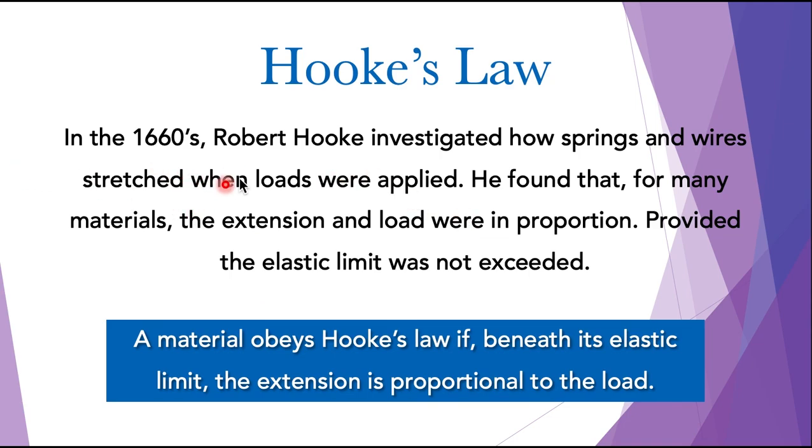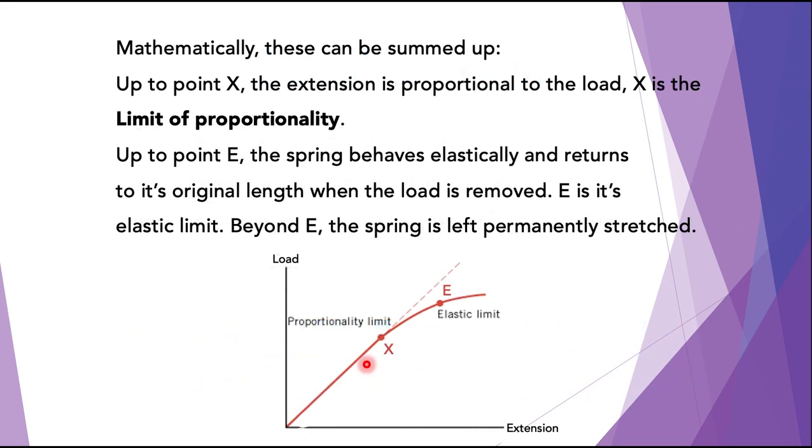So in the 1660s, Robert Hooke investigated how springs and wires stretched when loads were applied. So he found that for many materials, the extension and load were in proportion, provided the elastic limit was not exceeded. So a material obeys Hooke's law if beneath its elastic limit, the extension is proportional to the load. So in this graph, as you can see, the spring obeyed Hooke's law till this point X. This was the proportionality limit. After this, the spring lost its proportionality and it was now deformed. But before this point, it was completely straight.